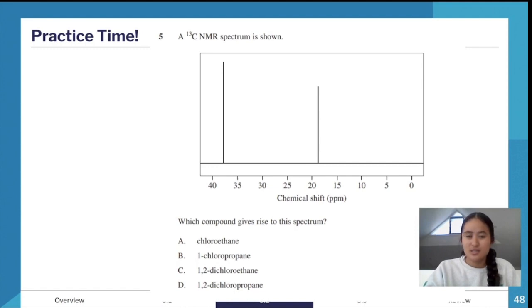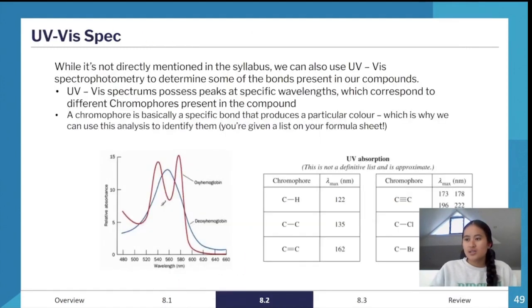So that's C NMR. If we go back to UV-Vis spec, it's not directly mentioned in the syllabus, but you can also use it to determine some of the bonds. And you get a list on your data sheet that shows what wavelengths correspond with what bonds. The word chromophore could be a little bit confusing if you're seeing it for the first time in an exam, so just for context, it's a specific bond that produces a particular color, and you just use the formula sheet to figure out the answer.